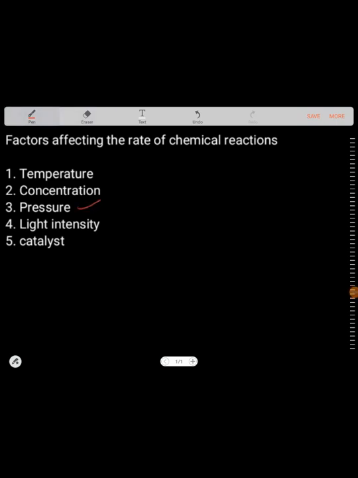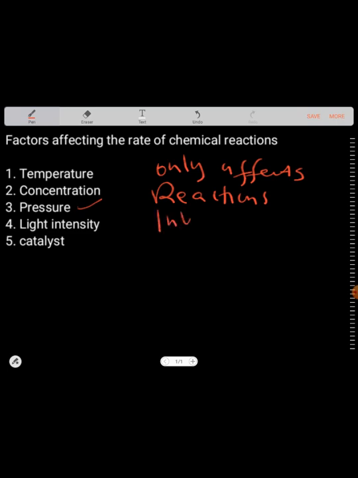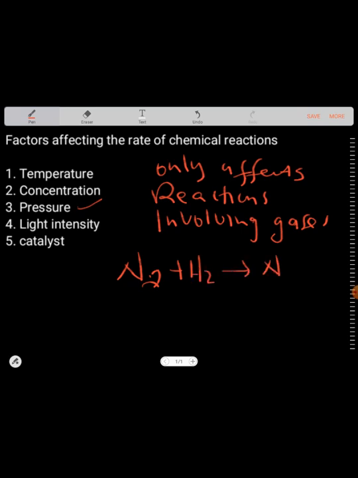Pressure only, and I'm repeating, only affects reactions involving gases. That's all. For example, the reaction between nitrogen and hydrogen to form ammonia: all these are gases, even ammonia is a gas. So this reaction can be affected by pressure.